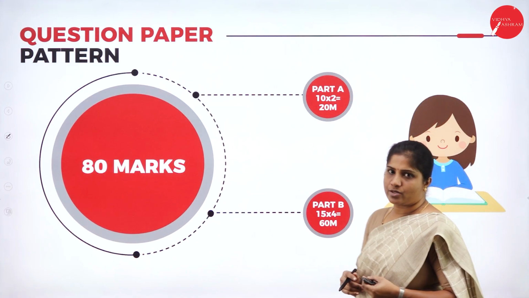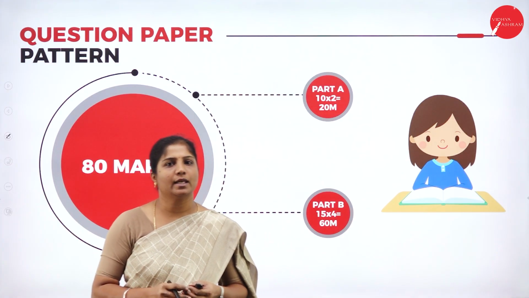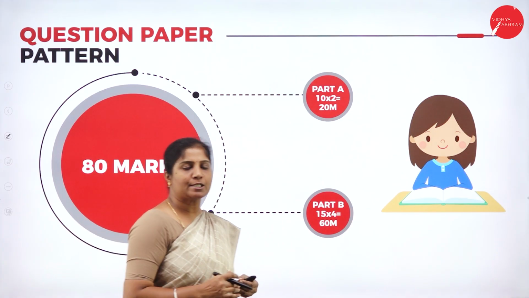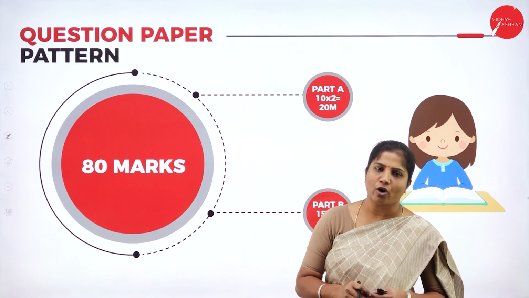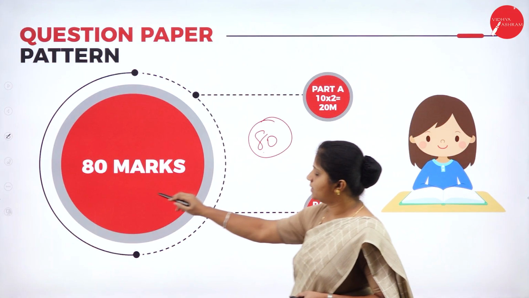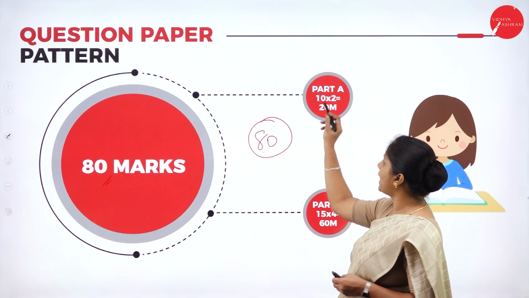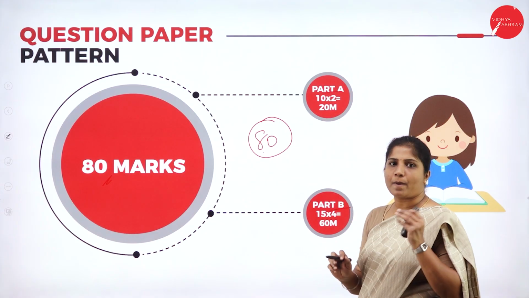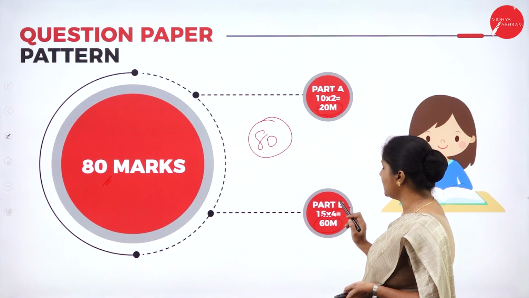Next, question paper pattern for your final examination. That is for the theory examination. As per the syllabus, the question paper is framed for 80 marks. For how many marks? 80 marks. How it is divided: this 80 marks is divided into part A and part B. Part A is for 20 marks and part B is for 60 marks.